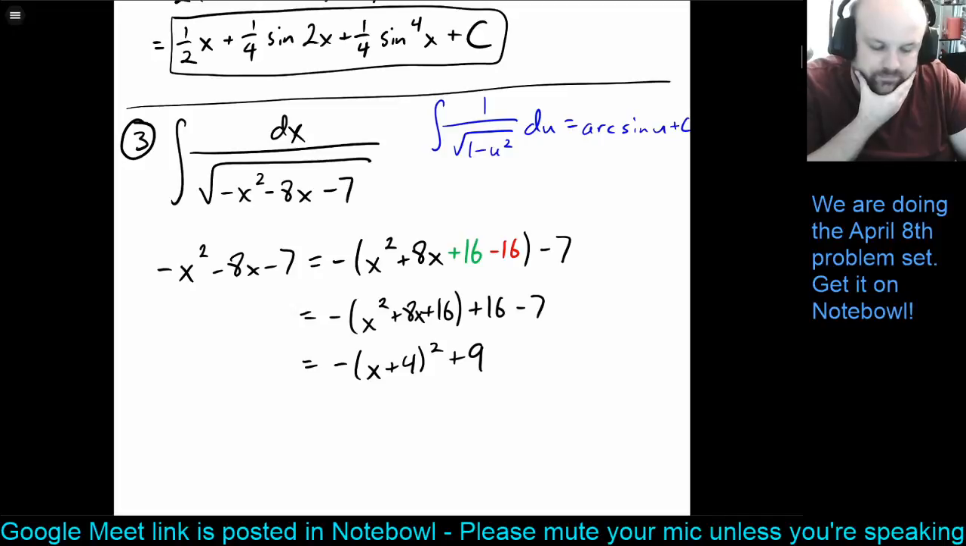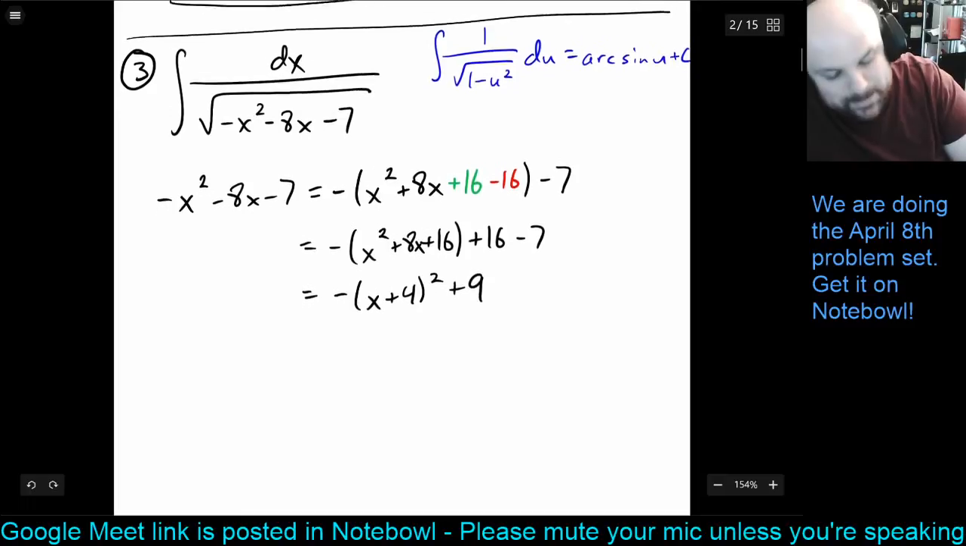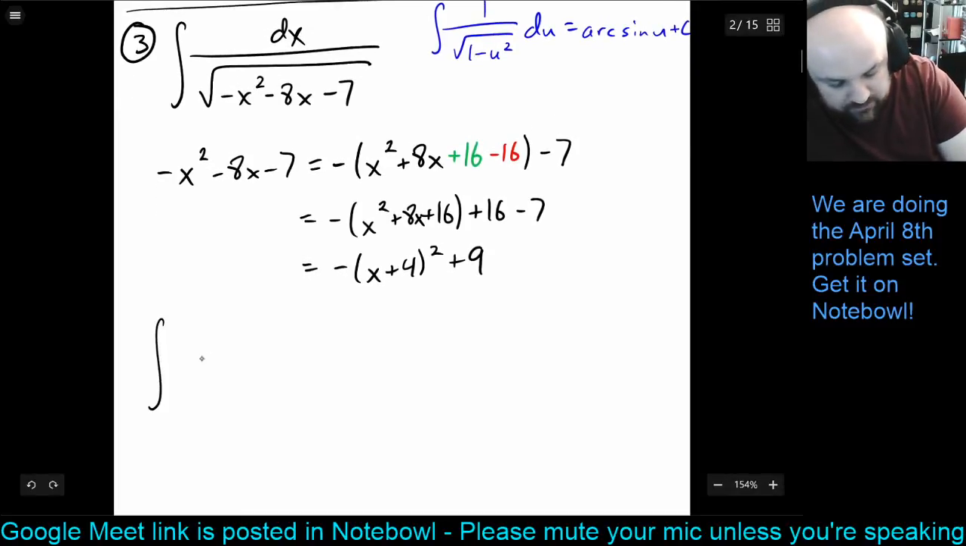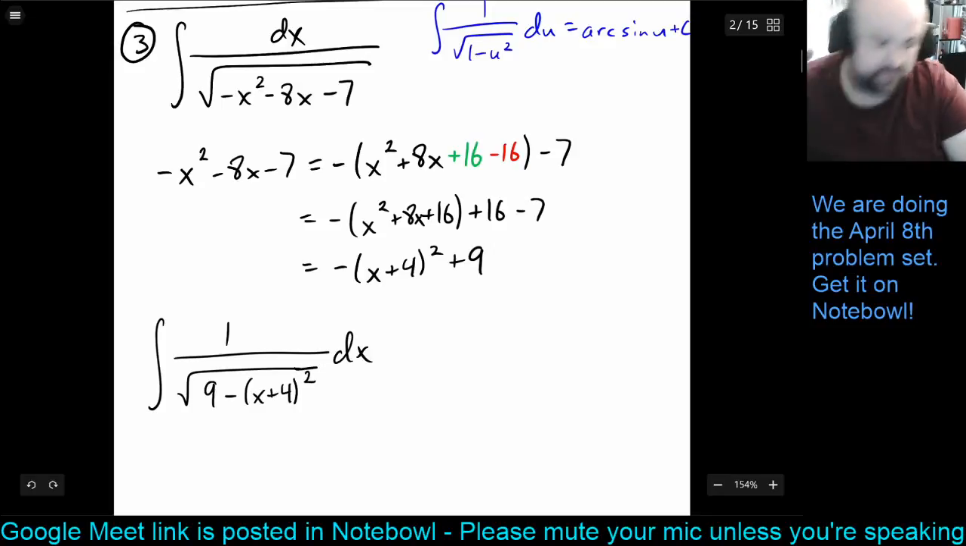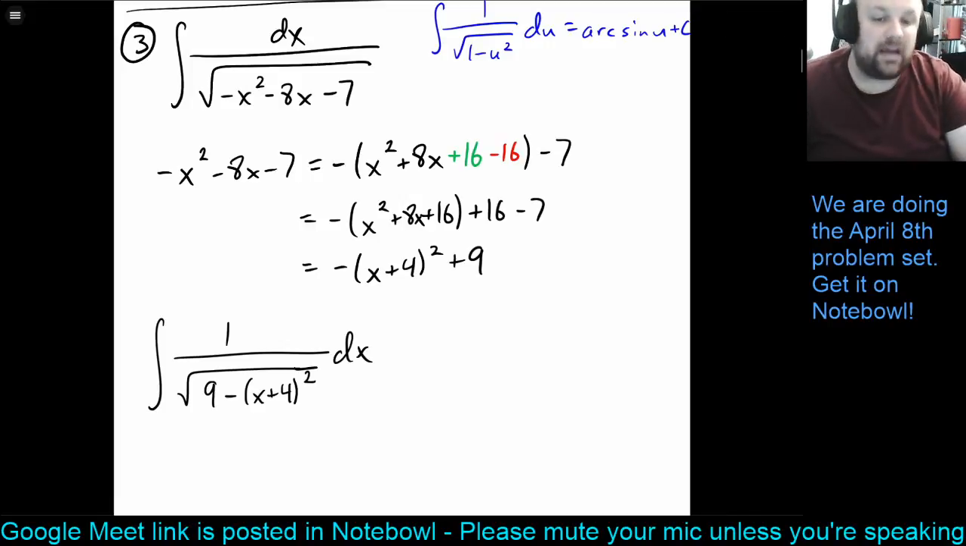All right? So this is completing the square. So that integral we have is equal to the integral of 1 over the square root of 9 minus x plus 4 squared dx. Now we're getting somewhere. This is something that looks really close to the arcsine integral. The only problem is this 9 right here. But that 9 turns out to not really be such a big deal because we just factor it out.